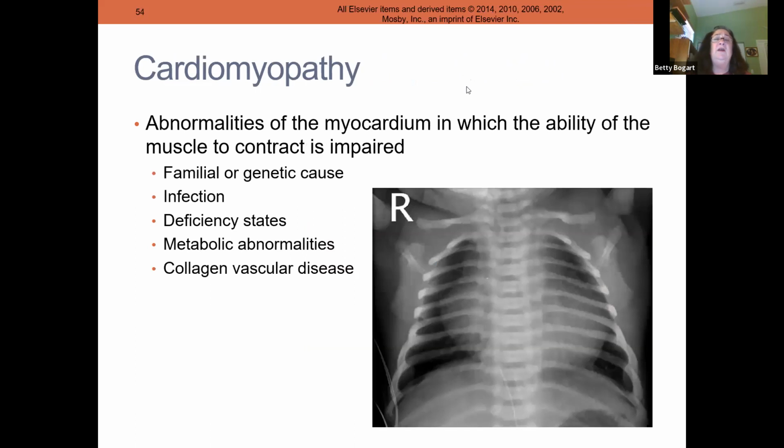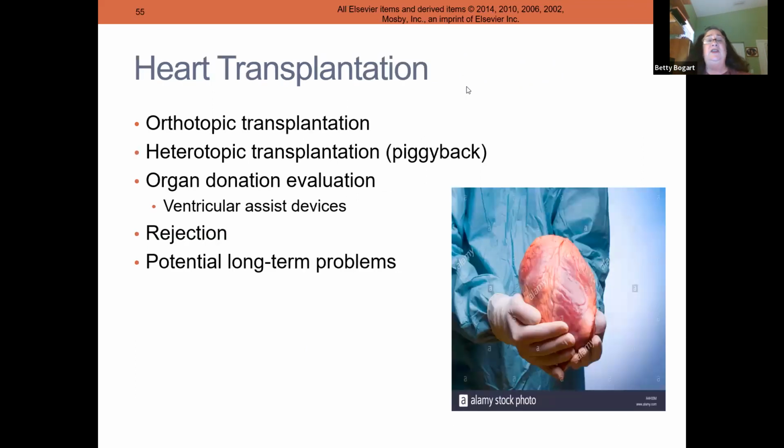I mentioned cardiomyopathy, and I told you most of the time it is an infection, and it's usually viral. Sometimes it could be your body attacking it, your lupus, your metabolic things, or there could be something missing in the body, or the collagen disease can cause it. So with cardiomyopathy, we try to have that heart work the best it can, but it comes to a point where they're going to need a transplant.